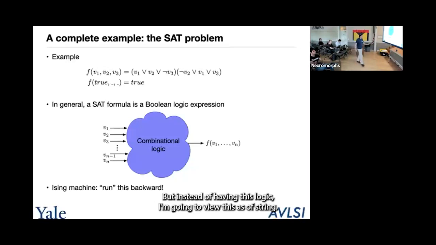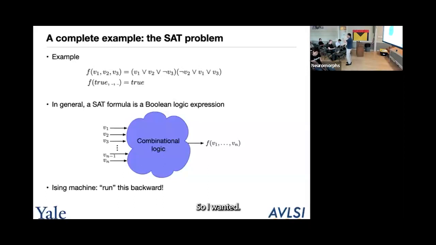So instead of having this as logic, I'm going to view this as constraints. A gate is not computing the output, it's a constraint that says the output must match the gate's logic expression for the input. And so I want to run it back. If you want to think of it that way, sure. Instead of saying you're the index and you're the value, I know the value, what's the index? Exactly.